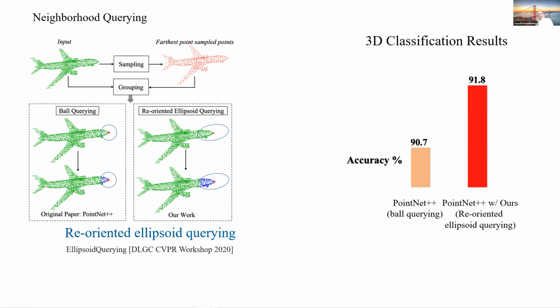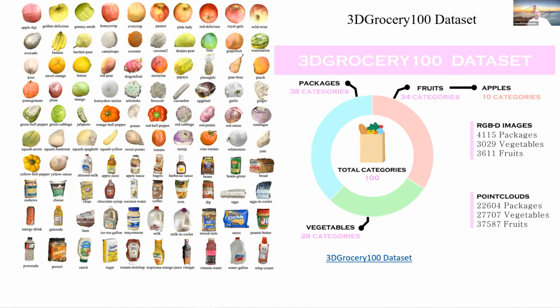For example, with his method the accuracy from 90.7 can go higher by at least 1% using this ellipsoid query. Because of that 1024 points I talked about, when you do a ball query you can pick points from each ball, but you can use the ellipsoid to use more points.